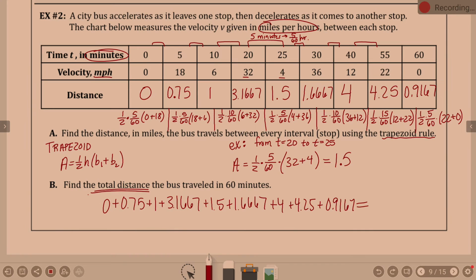What answer are you guys getting? I got 17.251. 17 point what? 251? But I have different decimals. I use fractions.